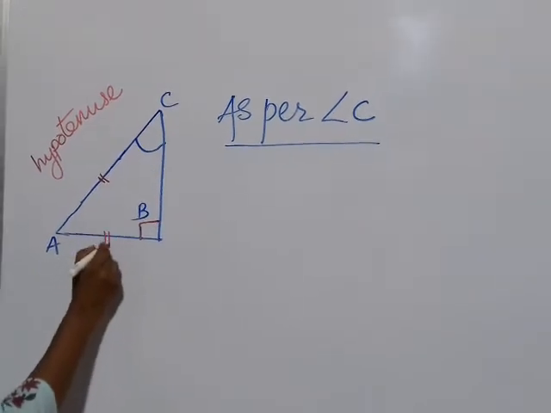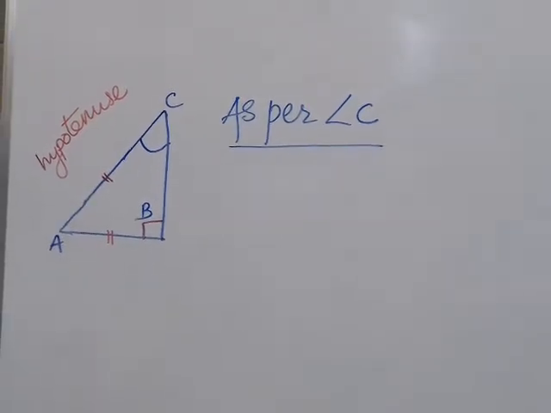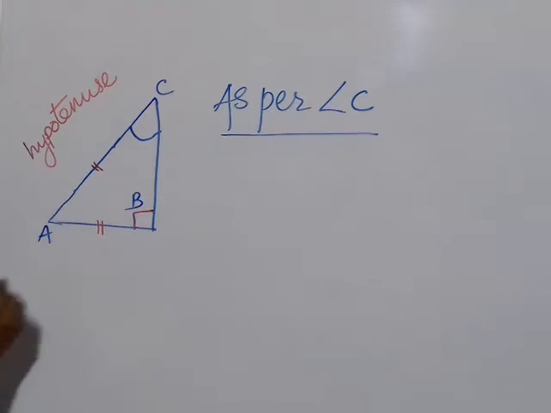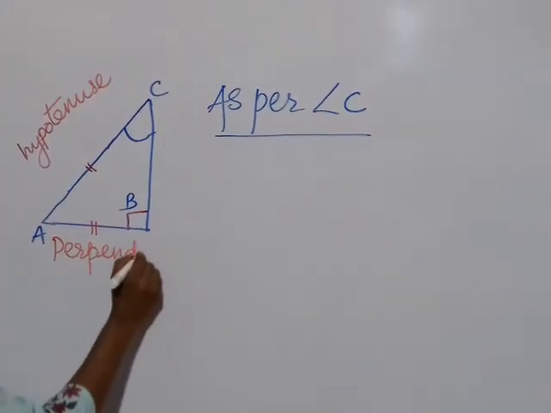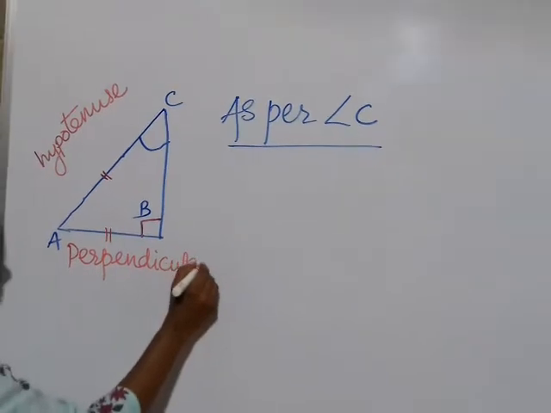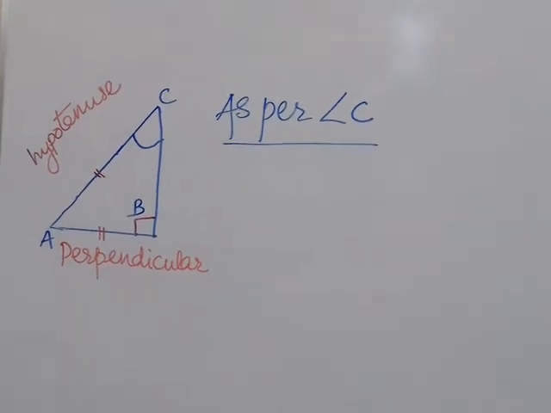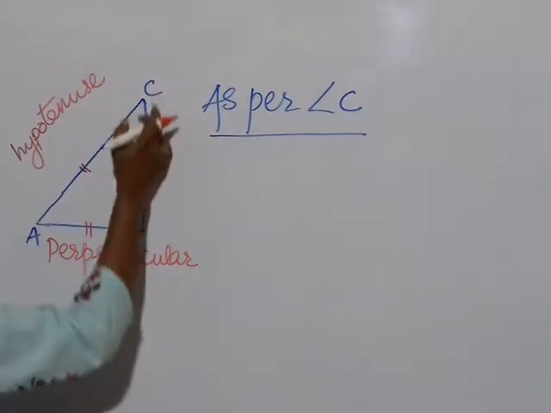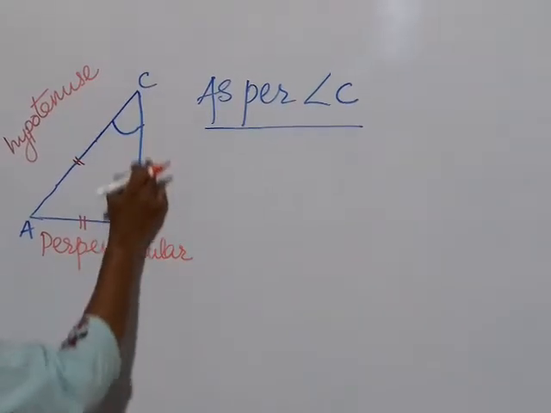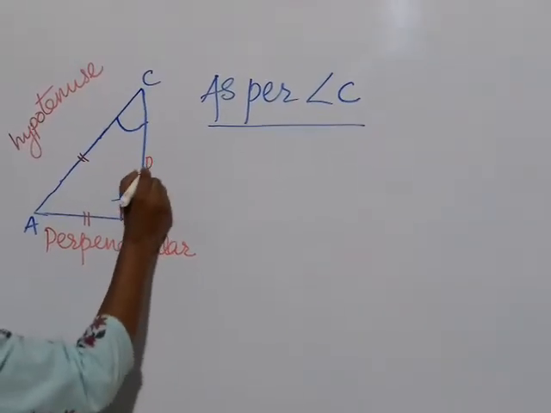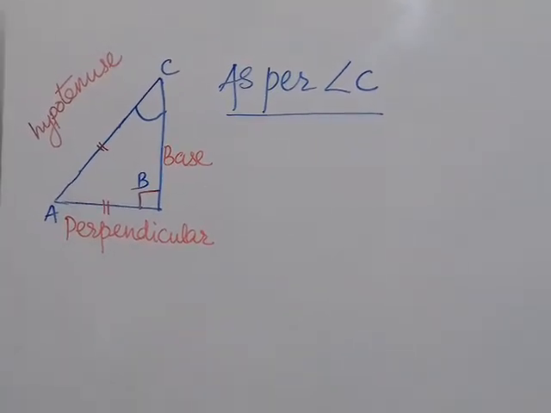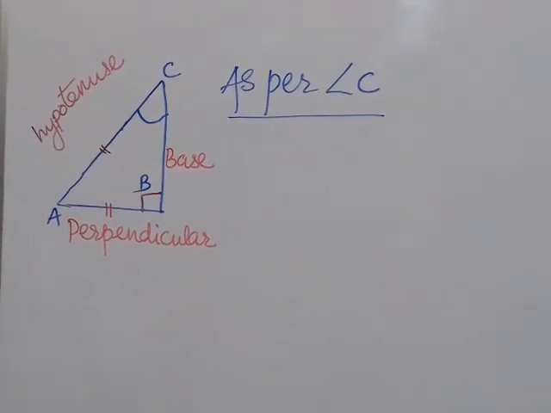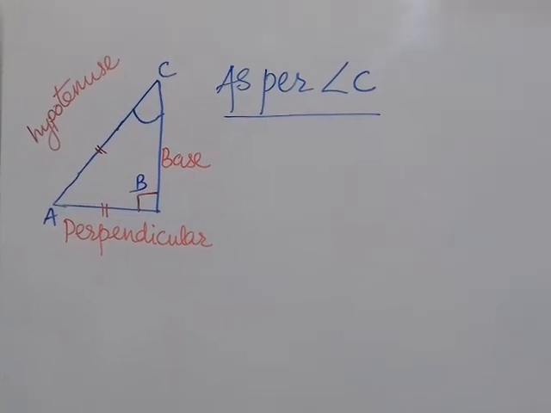The side opposite to that acute angle will be our perpendicular. Correct? Now, the side which is between the right angle and the acute angle, that will be the base. Correct? So, like this way it will change. First you have to write like this way. I hope that you understood.